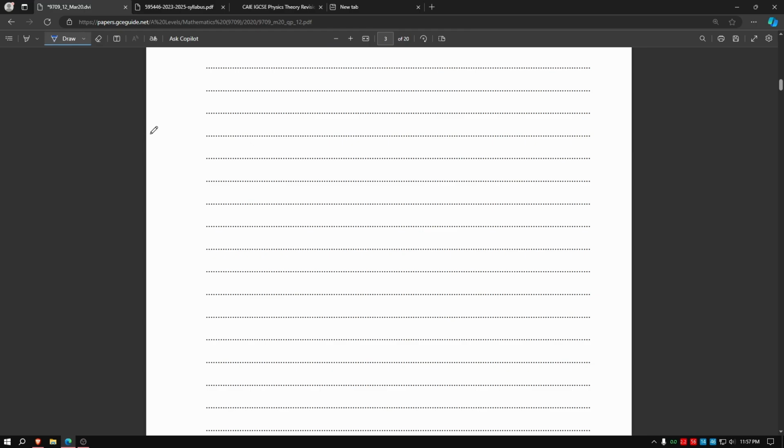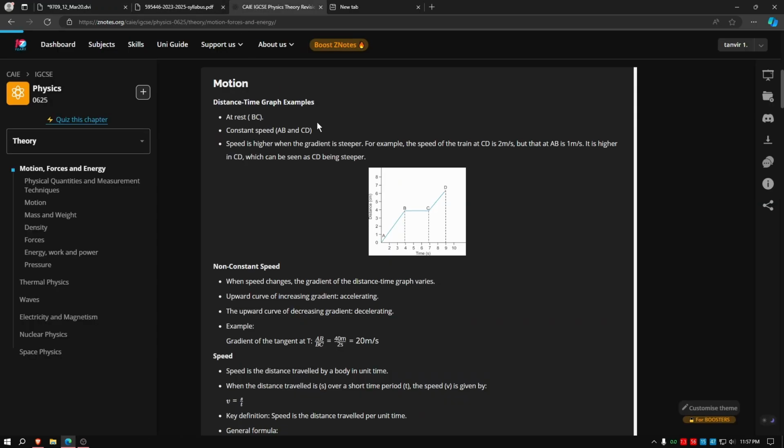So now we'll take a quick look at the notes. This is again znotes.org, a free notes website. You just have to sign up for an account and you can access the notes. This is IGCSE notes, but it works for O level also. Keep that in mind. Now let's move on to the actual notes. This will be in chapter 1.2.